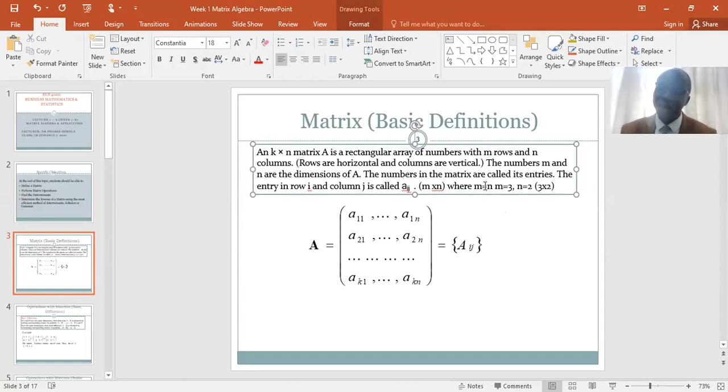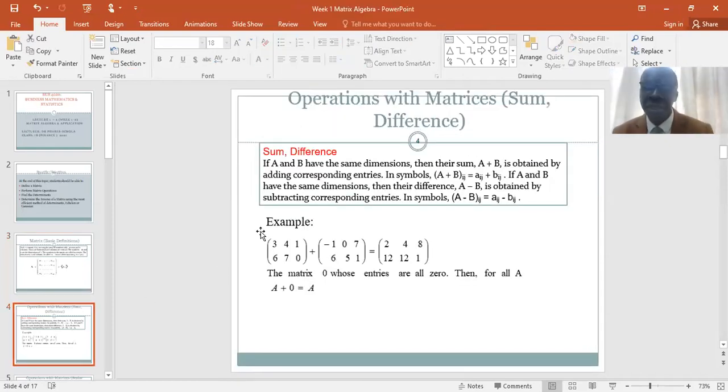So as long as you have a matrix where the number of rows is equal to the number of columns, then you have a square matrix. For example, B equal to, with a square bracket, 3, 4, 1, 6, 7, 0, then 1, 2, 1 for the last row. So that is a square matrix because the number of rows is equal to the number of columns, which is 3.